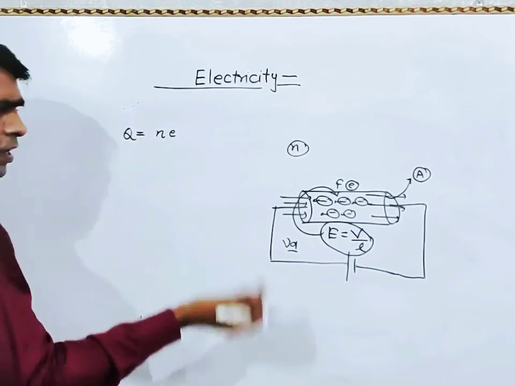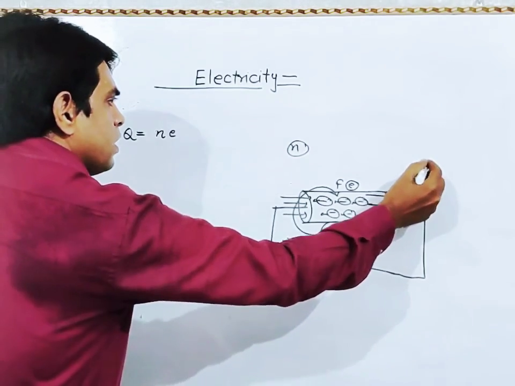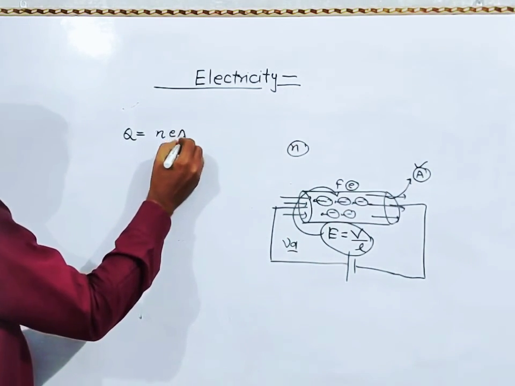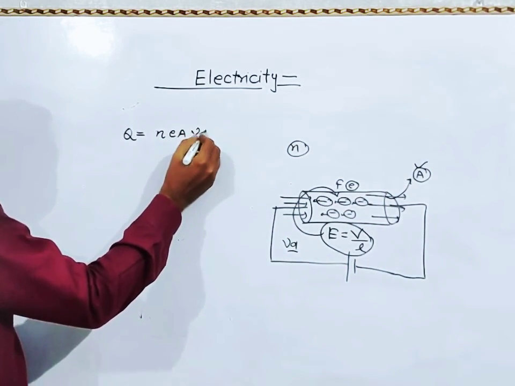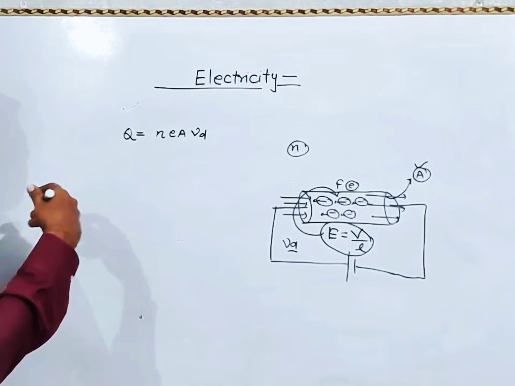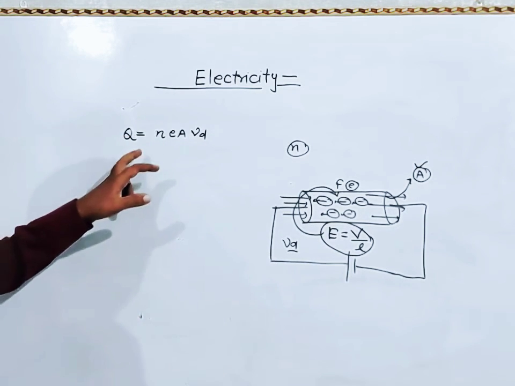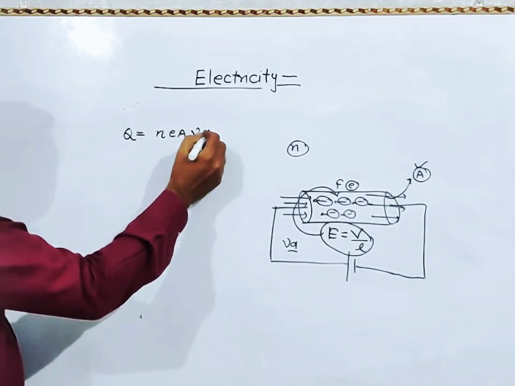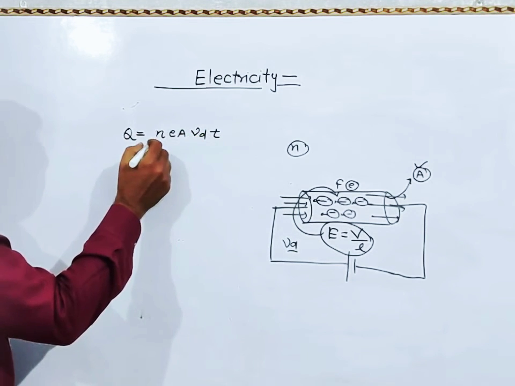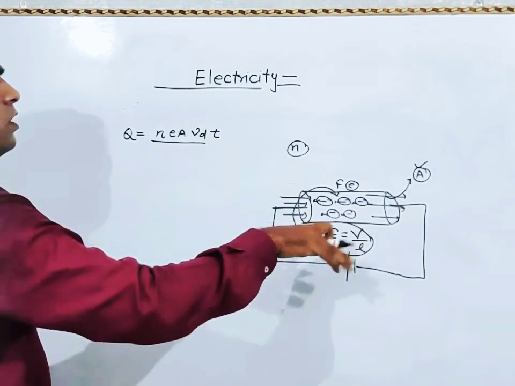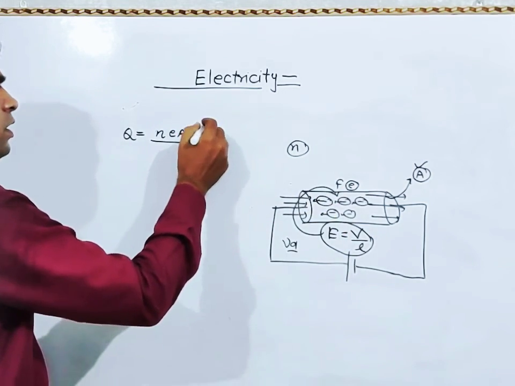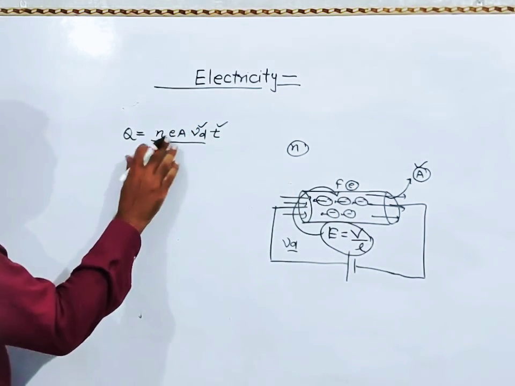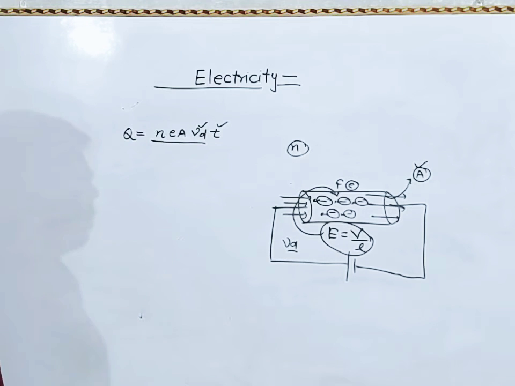Now where is it moving? In the range of the area with velocity Vd. Suppose that it is moving in time t. So the number of electrons that are moving in the cross sectional area A with velocity Vd in time t will be given by neAVdt.